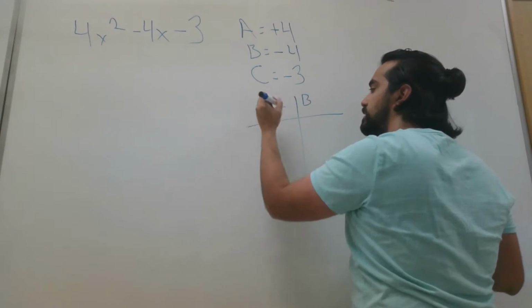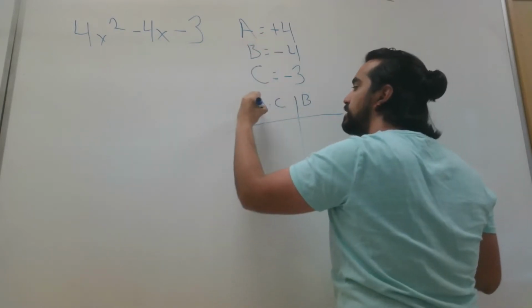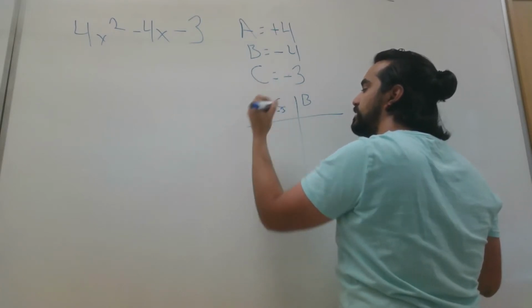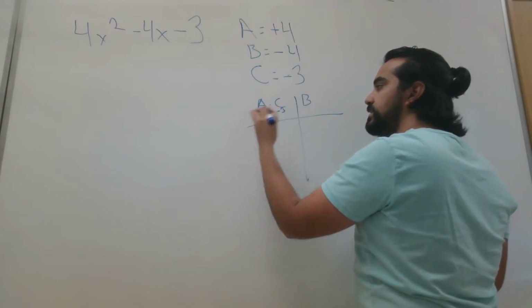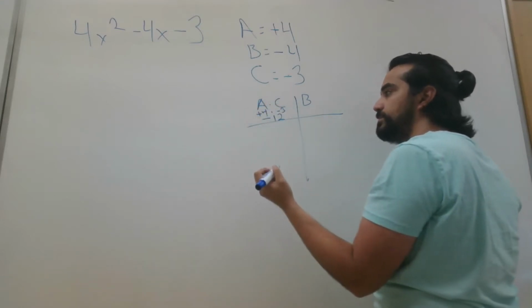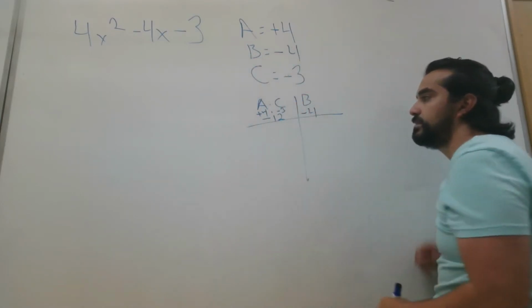and B. Now we're going to continue with substitution. A is positive 4 times C is -3. Positive times a negative is a negative. 4 times 3 is 12. My B value is going to be -4.